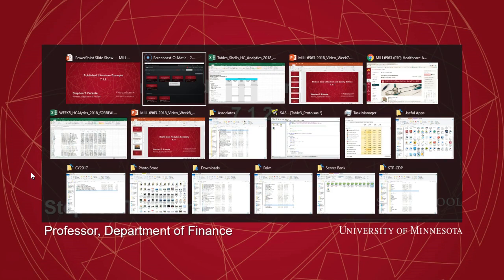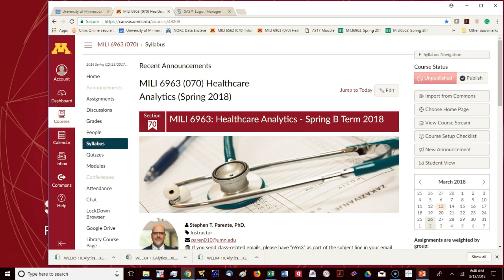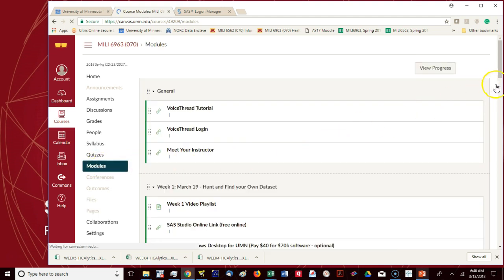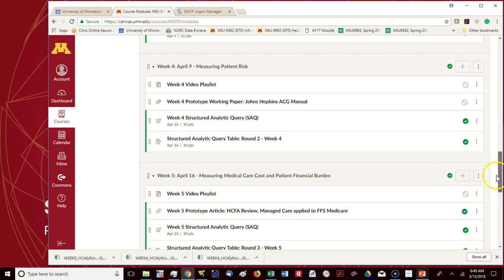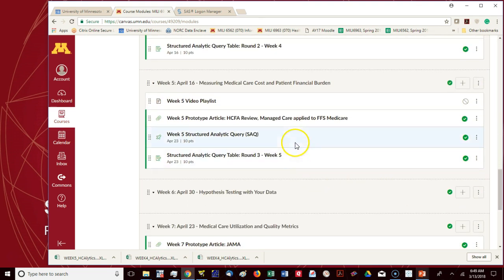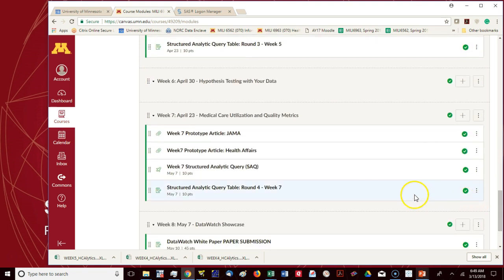So let's go to our course website to find this published literature example. Go into Modules on Canvas, and we're going to scroll in and find week 7. We actually have 2 articles to take a look at.